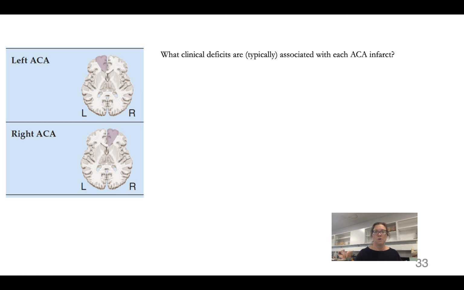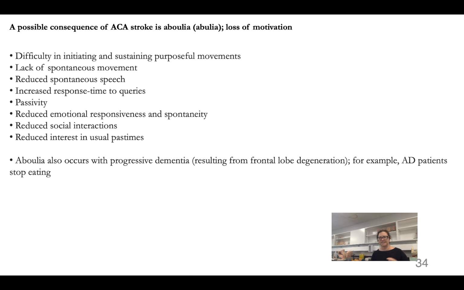One of the most interesting or insidious types of deficit that can arise from an ACA stroke is abulia. Both of those spellings are correct. And abulia is a loss of motivation. And it can be dramatic, as in you have trouble responding to a question. Someone asks you a question and you respond in 30 seconds instead of a normal 1 to 2 second delay. Or it can be much less obvious. So you just don't feel like doing anything. You have flat affect. You're very passive, and you have a reduced interest in things and activities that you used to be interested in.